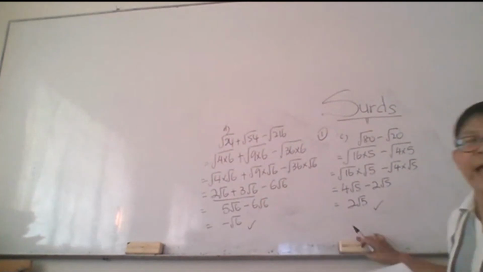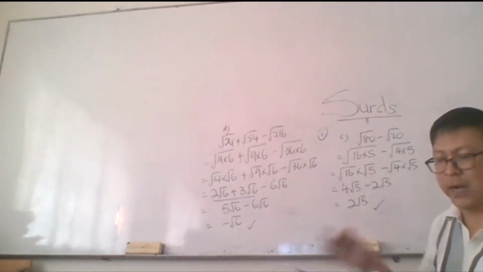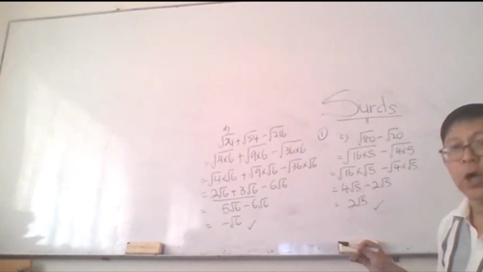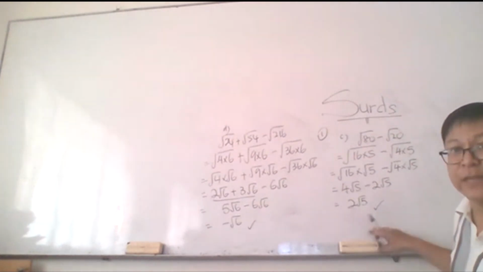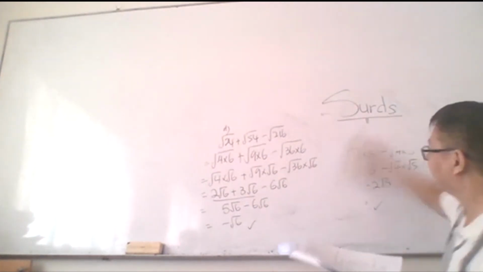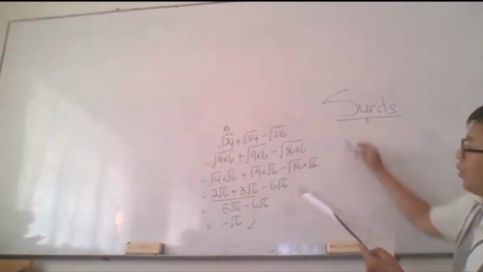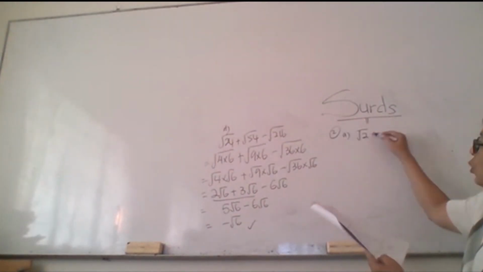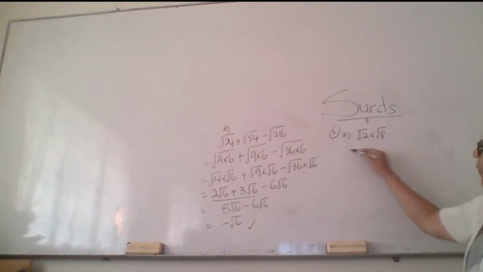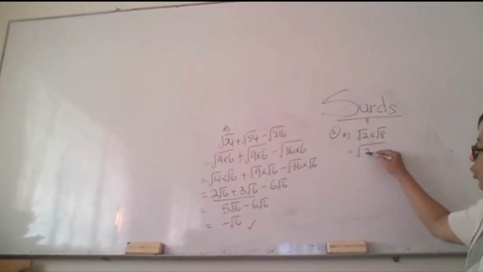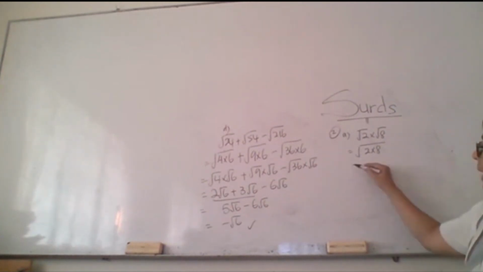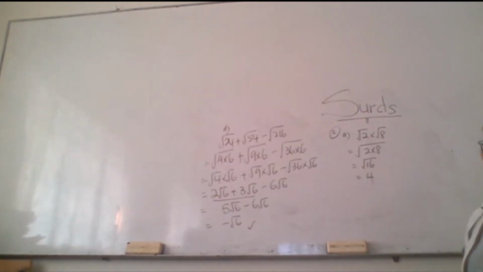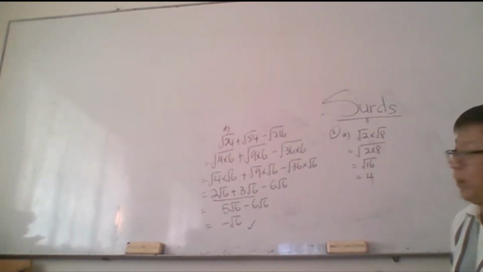And we already learned addition and subtraction. Now we continue with multiplication and division. For question 2A, square root of 2 times square root of 8. Simple, we just put 2 and 8 together, that becomes square root of 16. You know that square root of 16 will give you the value of 4.